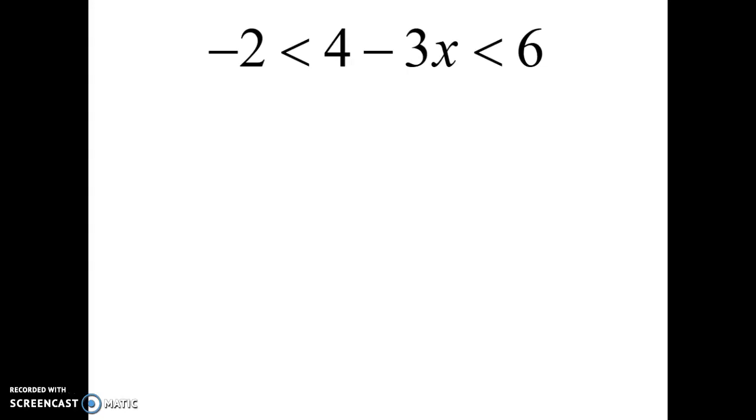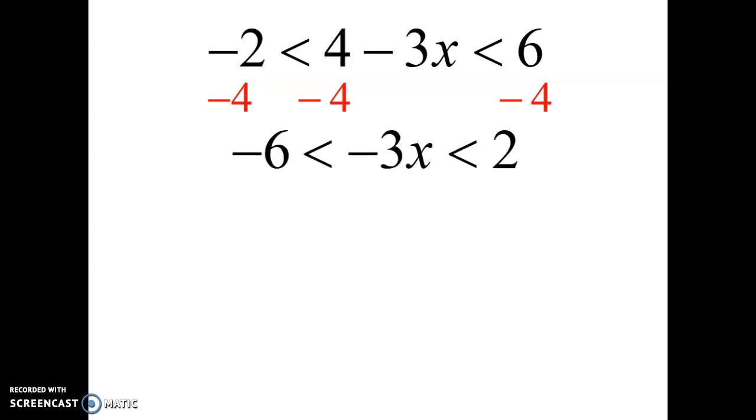sides. So the first step would be, you want to get the x by itself, so you're going to subtract 4 from all 3 sides of your inequality. Okay, so I end up with negative 6 and positive 2 on either side. And then next, to get the x by itself, we have to divide by negative 3.